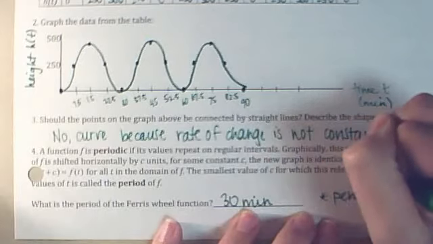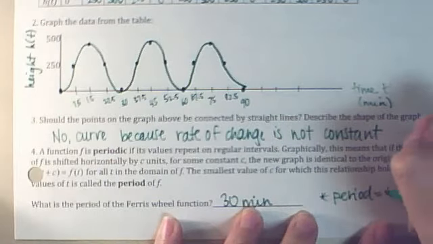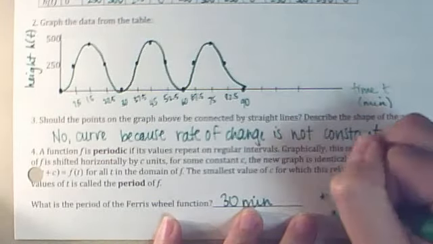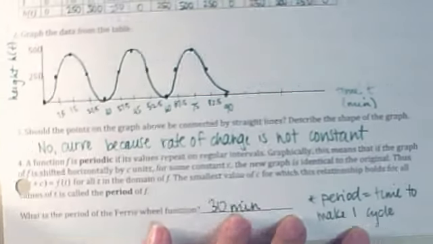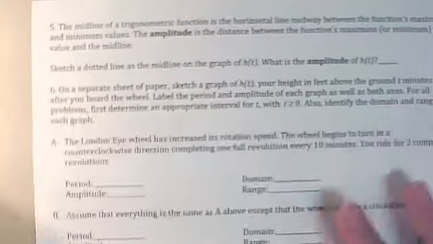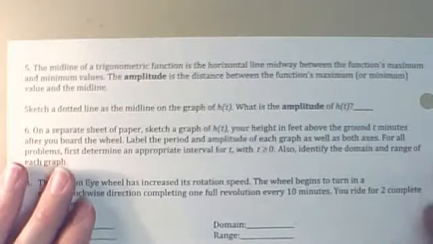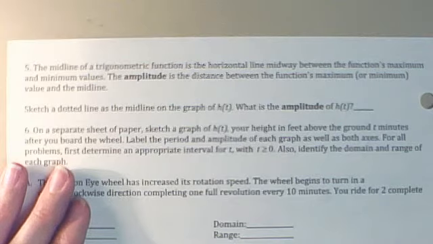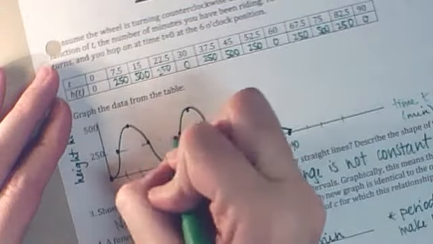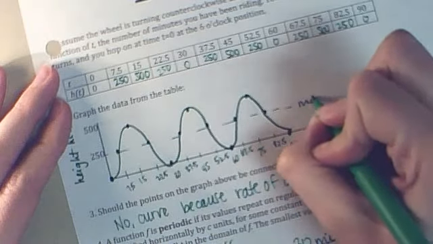You might want to write, in layman's terms, a period is the time to make one cycle. Okay, let's look on the flip side. On the back side of our notes, it says the midline of a trigonometric function is the horizontal line midway between the function's maximum and minimum values. So if I go back to the front, let's go ahead and make the midline with a dotted line.